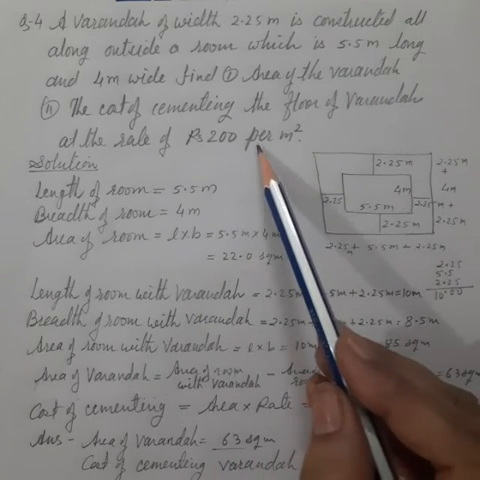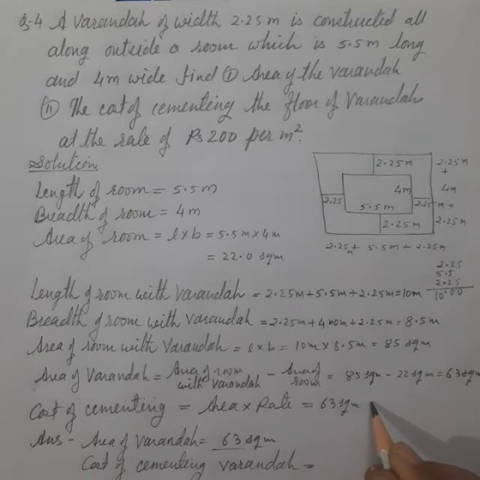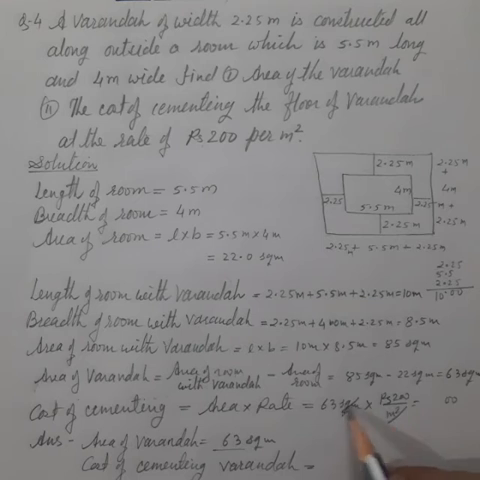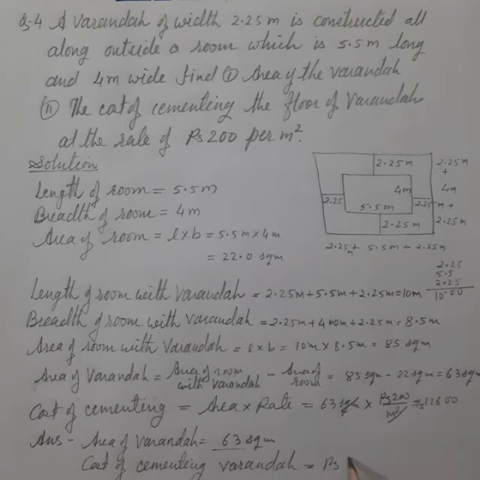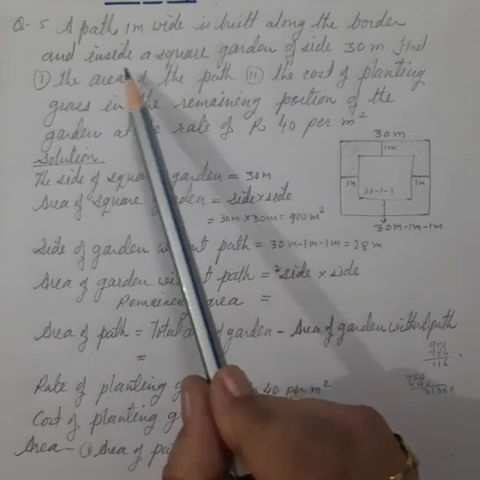Now we have to find out the rate of cementing. It is given rupees 200 per meter square. Area is 63 square meter and multiply by the rate, rupees 200 per meter square. This meter square will cancel. Multiply this by 200. We get 2 zeros, and 3 2s are 6 and 6 2s are 12. So the cost of cementing the veranda is rupees 12,600.